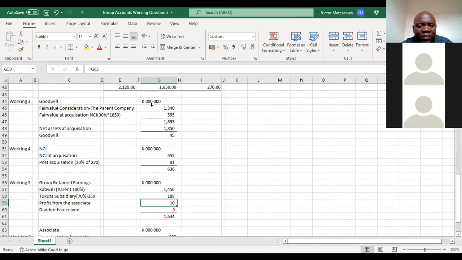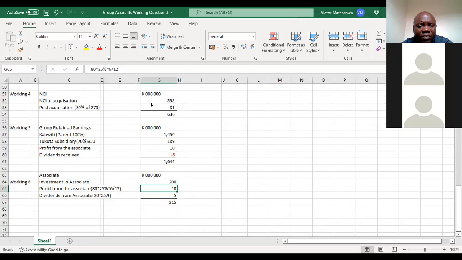And then profit from the associate. It's 10, yes, which is 25%. What is it? Is it 25% of 80 by 6 months? And then dividends received, which is 25% of 20. So weren't we supposed to reduce our group retained earnings by the 10? You're supposed to add, because the first 1450 is coming from the parent company, their own businesses. That's their retained earnings. Then the 189 is coming from your subsidiary, whatever retained earnings were generated after you acquired the company. Then you also invested, not just in a subsidiary, but in an associate as well, where you are getting that 10, and that is why you're adding it.